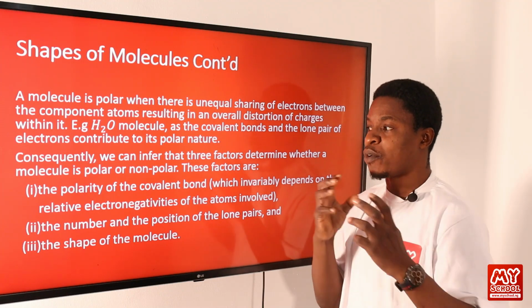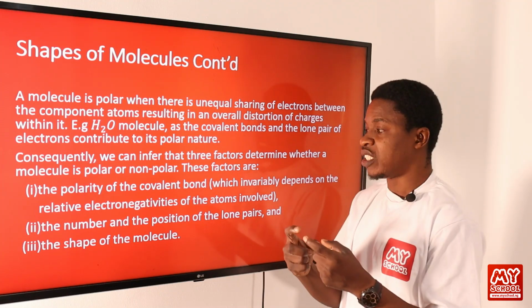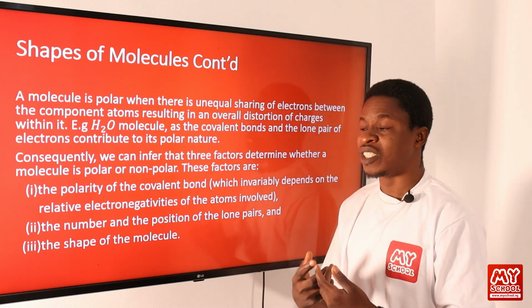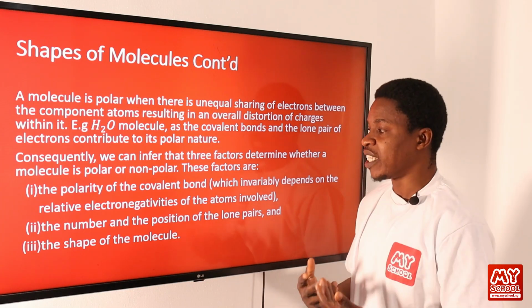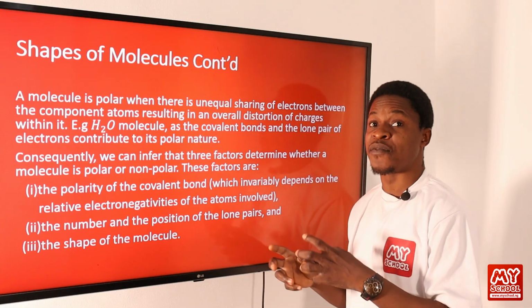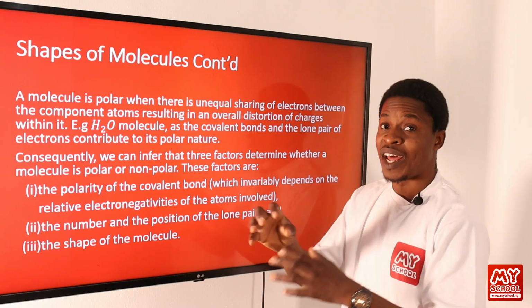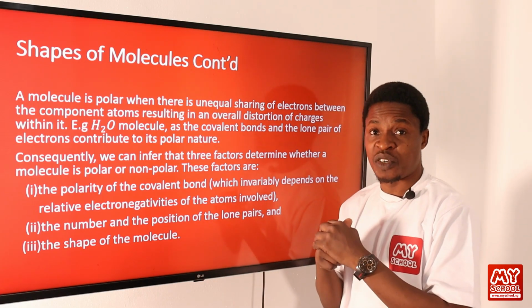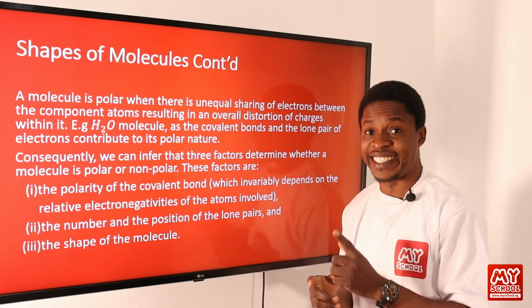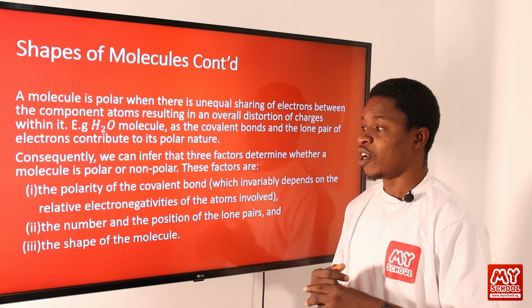So in other words, the polarity of the covalent bond depends on the level of electronegativity of the atoms that are bonded to the central atom. So the first factor that determines whether a molecule is polar or non-polar is the polarity of the covalent bond.